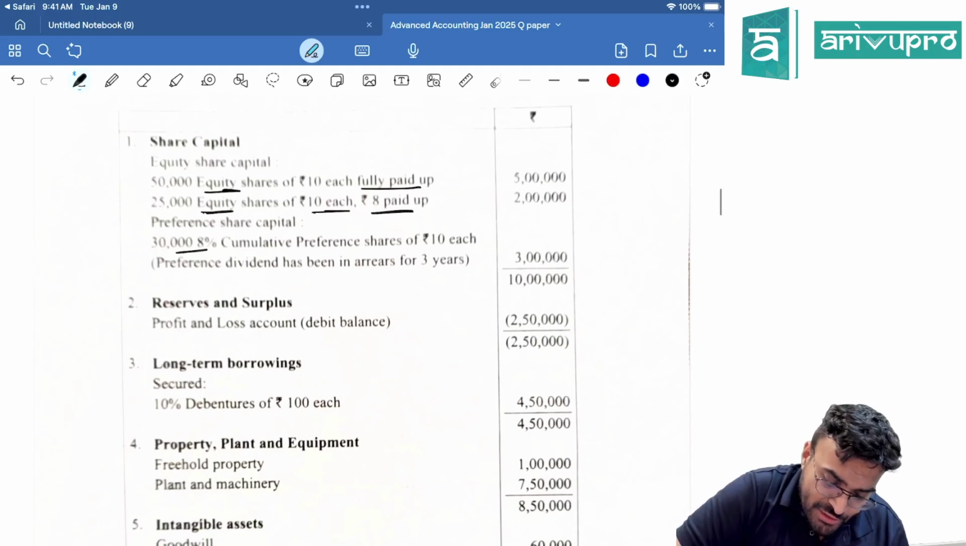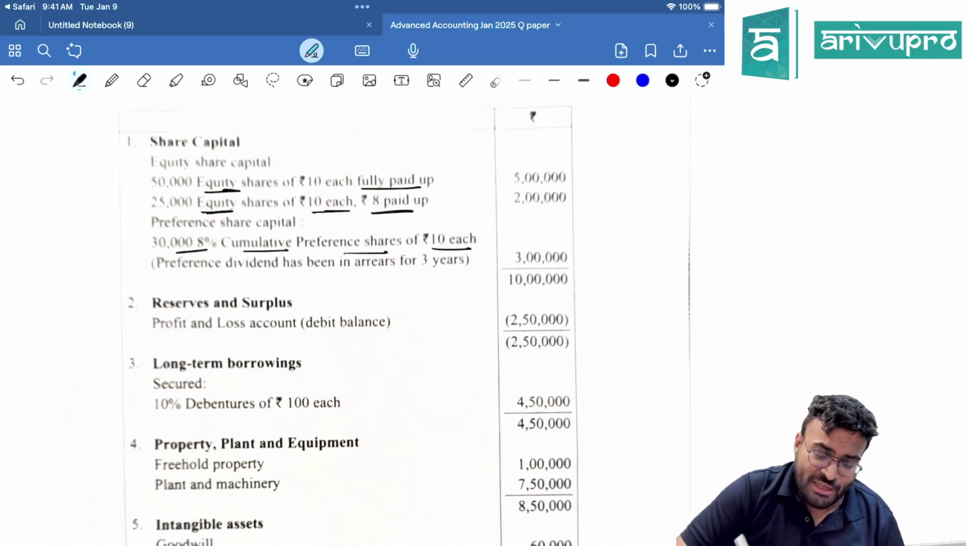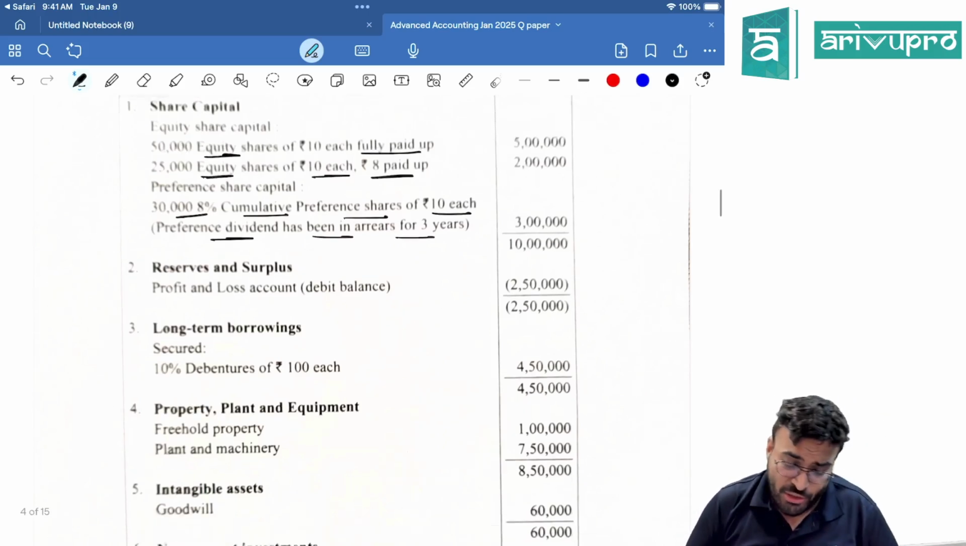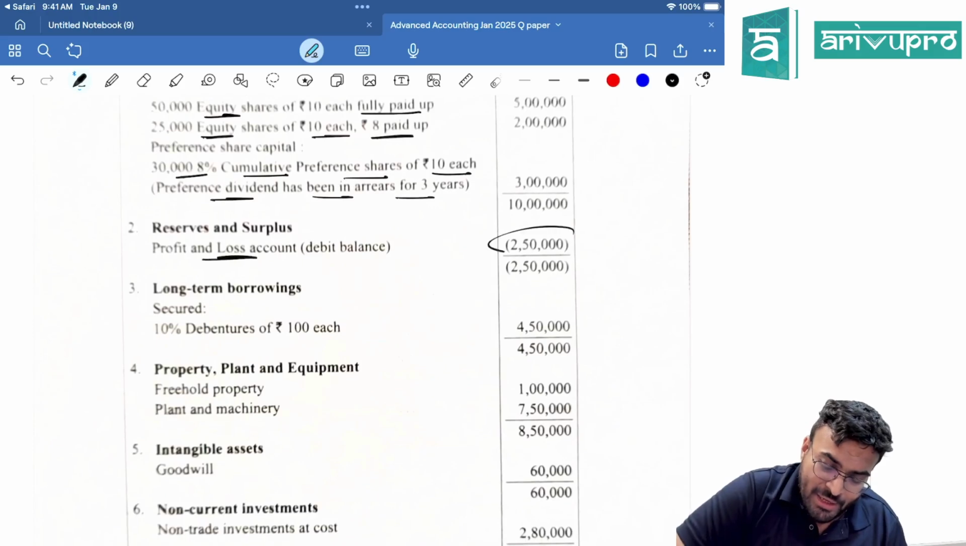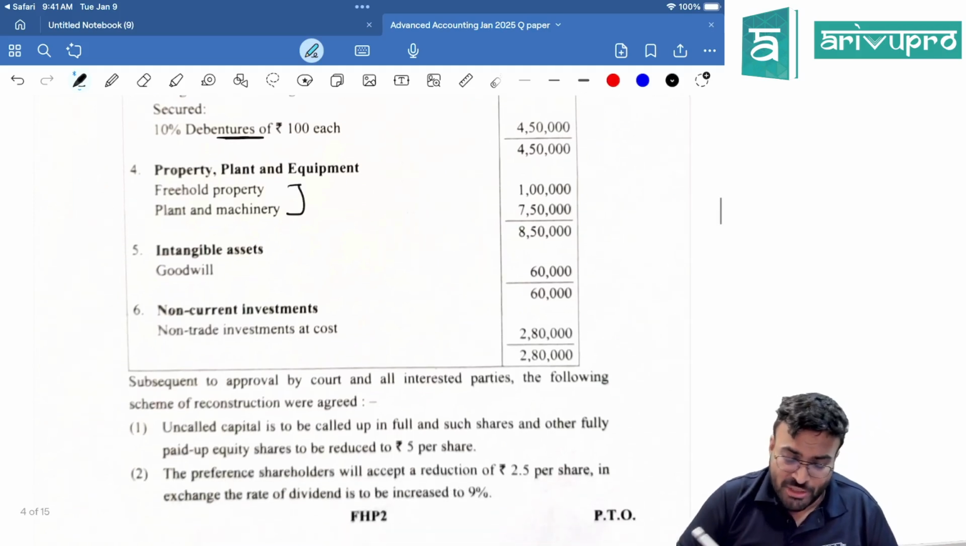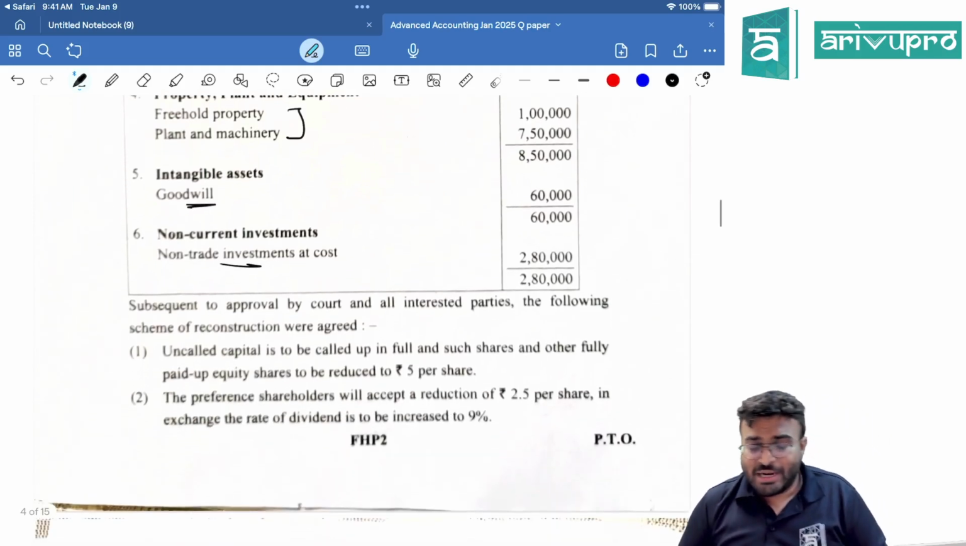That means partly paid up shares are there. Then we also have 30,000 8% cumulative preference shares of 10 each. Preference dividend has been in arrears for 3 years. Last 3 years they have not paid dividend. P&L debit balance, you can see the loss here. 10% debentures. Property and plant and machinery, 2 things we have. Goodwill, non-trade investments at cost.